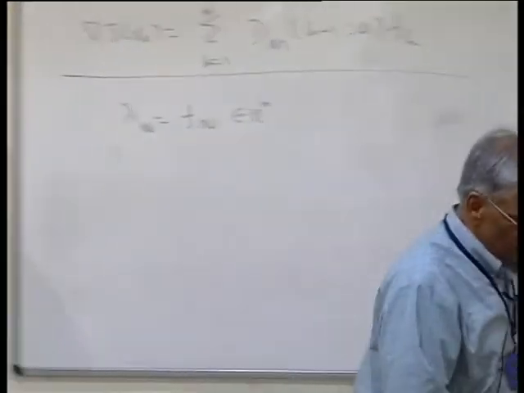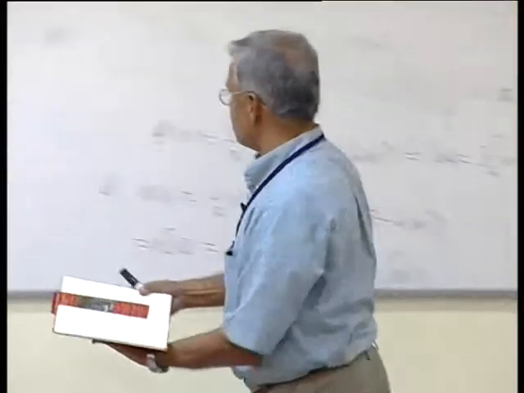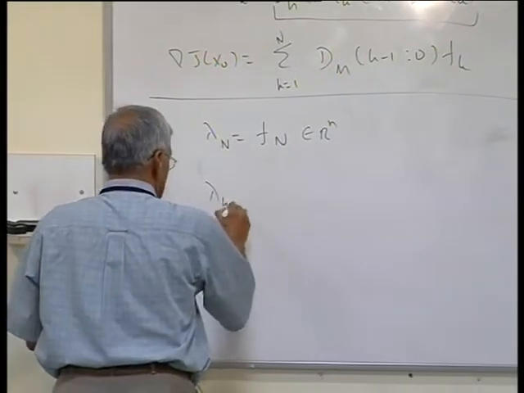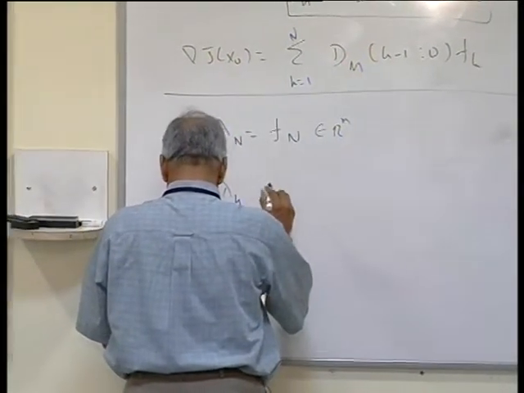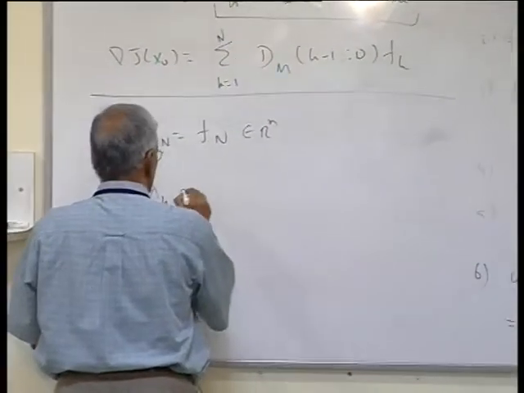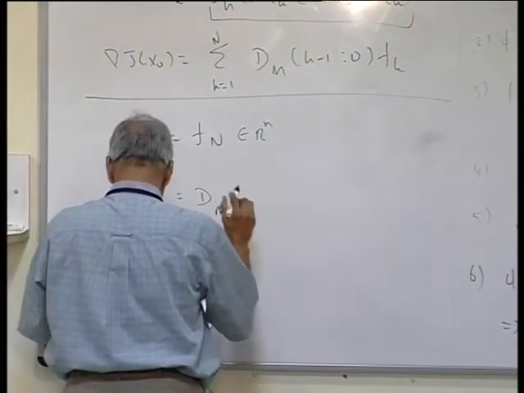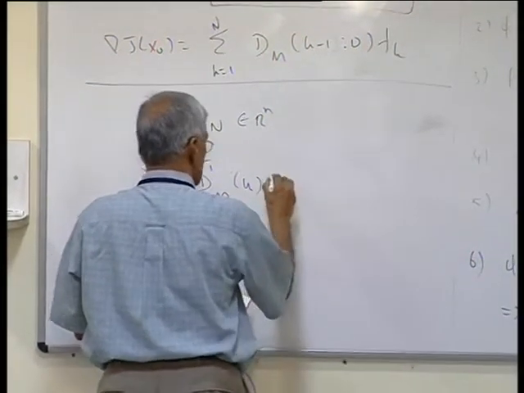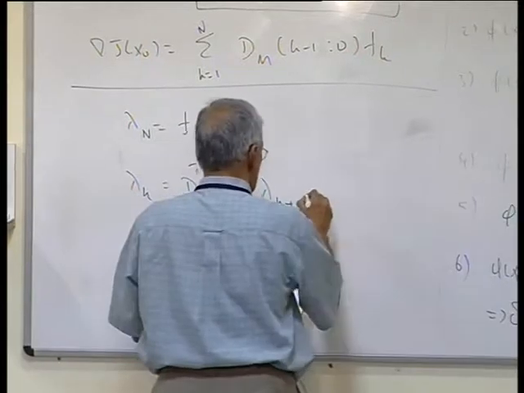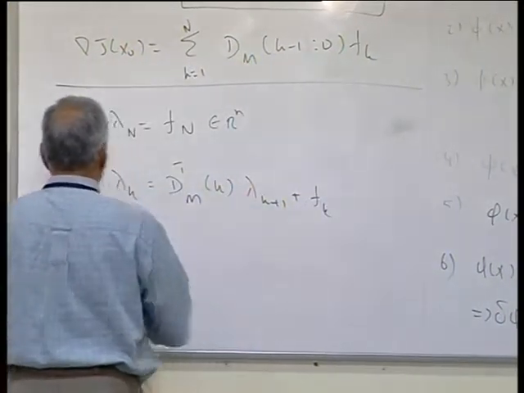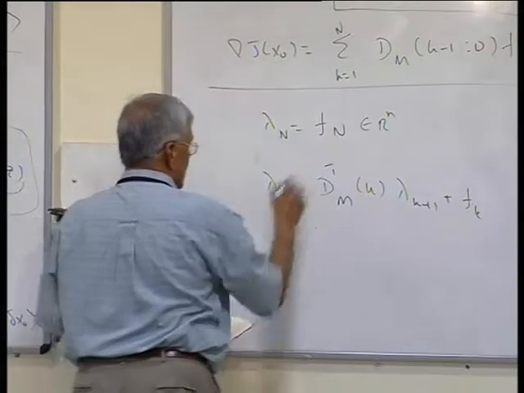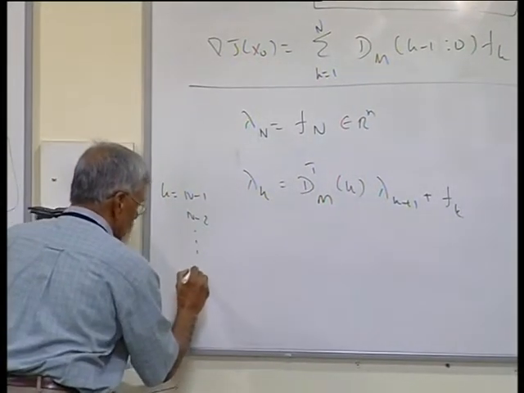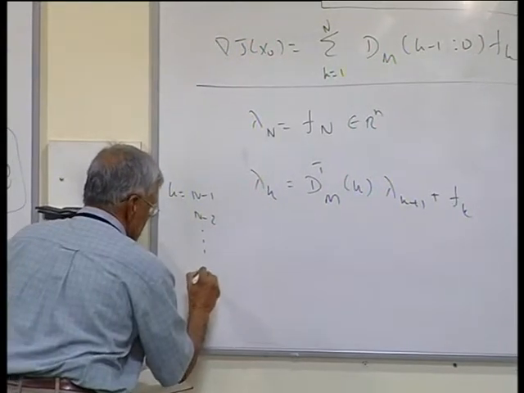And now define a new set of lambdas recursively given by the following equation. Lambda k is equal to dm k transpose lambda k plus 1 plus f of k. This is for k equal to n minus 1, n minus 2, all the way up to 1.